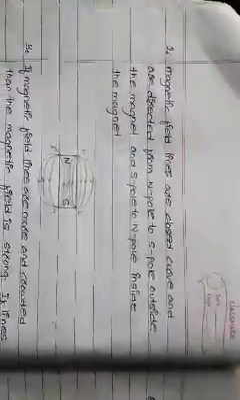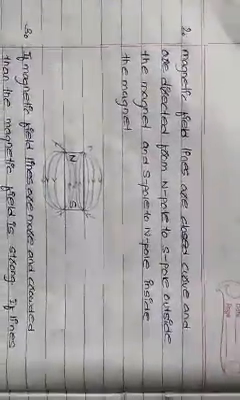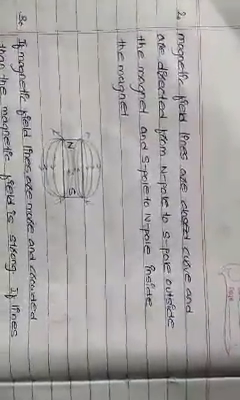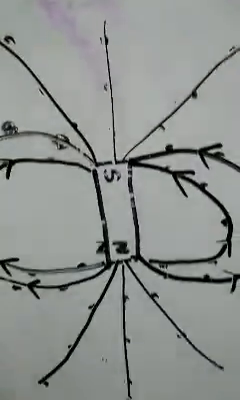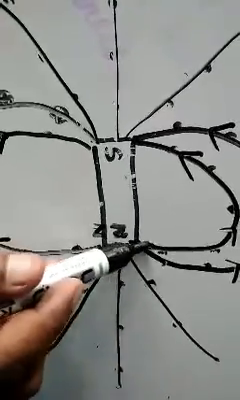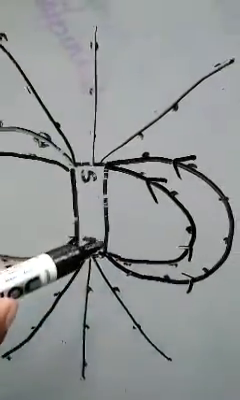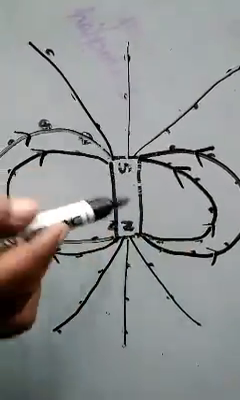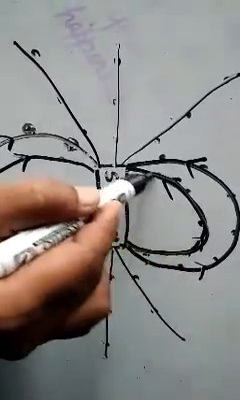Coming to the second one, magnetic field lines are closed curves and directed from North Pole to South Pole outside the magnet and South Pole to North Pole inside the magnet. Check it carefully. Again I am going to this diagram. Magnetic lines of force start from N to S outside. Everyone look, N to S outside.